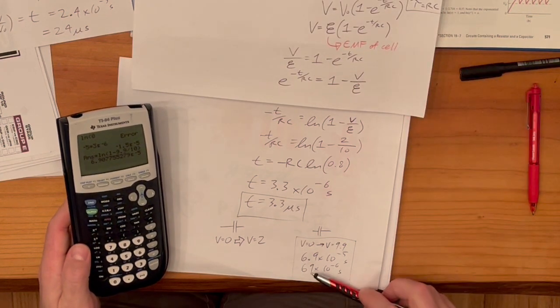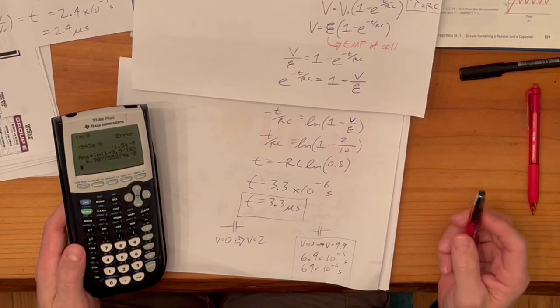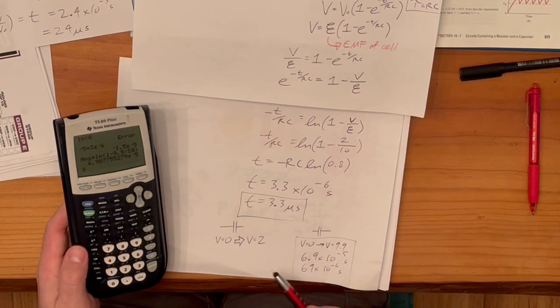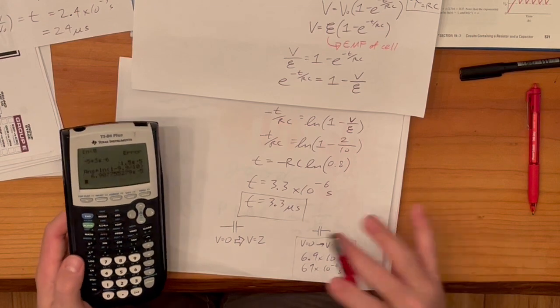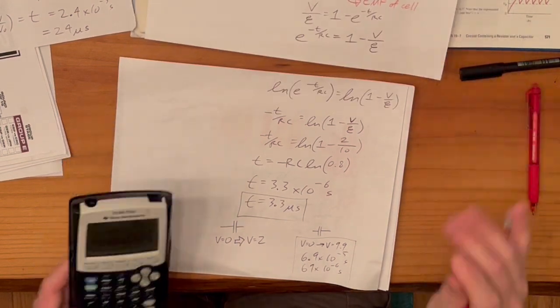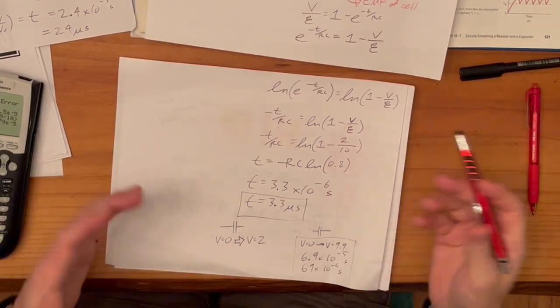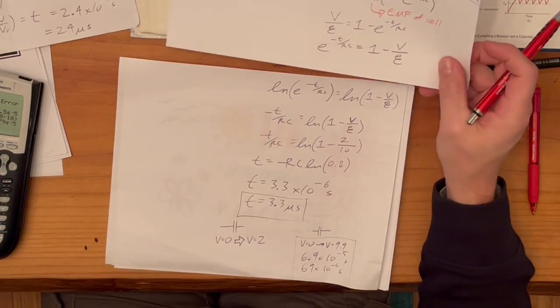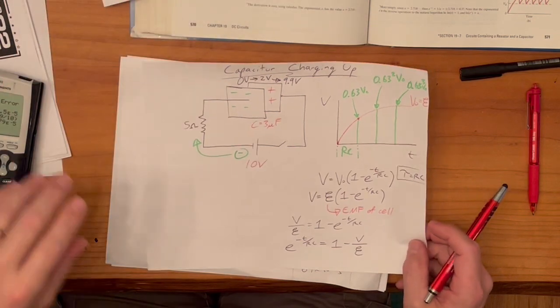Okay, and so that would be 65.7 microseconds to go from 2 volts up to 9.9. I don't think IB is ever going to ask you that, but hopefully now you understand the discharging from the previous video and the charging up from this video.